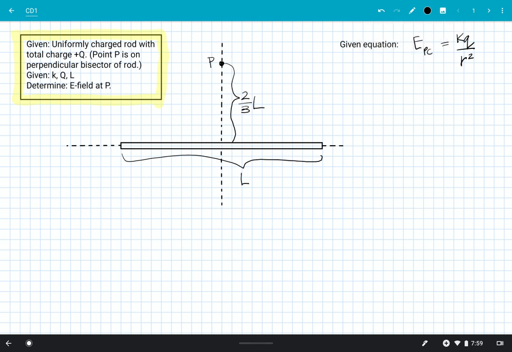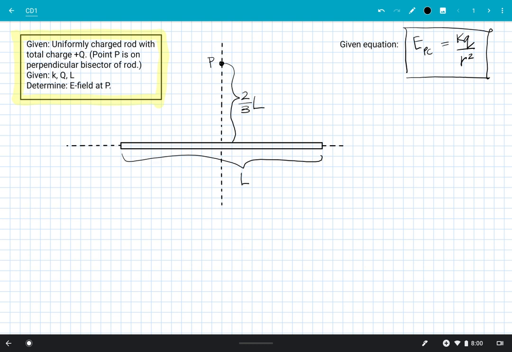Okay, let's go ahead and talk about setup then. So when we first are looking at something like this, our approach is going to be that we know we're going to have to integrate, but I want us to think about what we're integrating. So our given equation up here, notice that we're still using this equation. This is on purpose. This is the equation for the electric field due to a point charge.